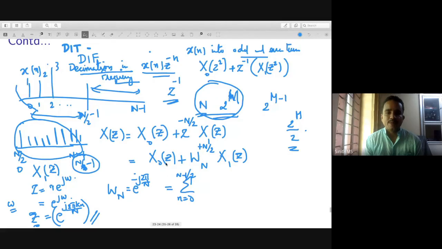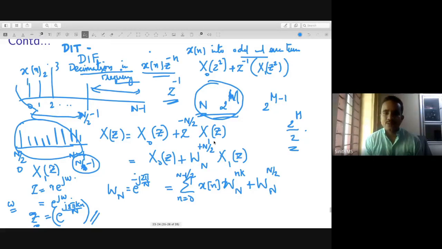You have n minus 1 by 2 in this x0z. Now this x0z you can represent in terms of xn. You can write it as xn z raised to minus n. So this is basically DFT. If you go to DFT representation, this will be xn Wn raised to nk plus Wn raised to n by 2.